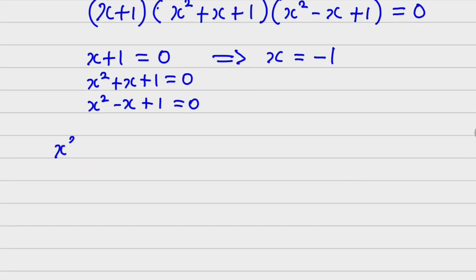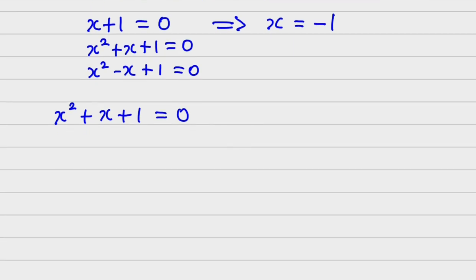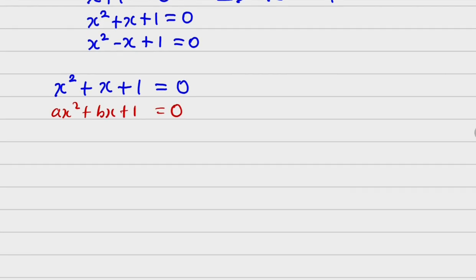So I'm going to have x squared plus x plus 1 is equals to 0. Now, it is not factorizable. Hence, I'm going to use the quadratic formula, okay? Now, remember, this is ax squared plus bx plus c is equals to 0. So by comparing terms, you can see that my a is equals to 1, my b is equals to 1, my c is equals to 1.